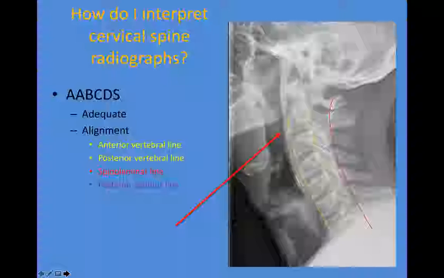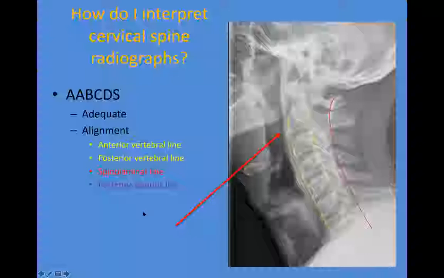So these yellow lines here are the anterior and posterior vertebral lines. And what they're looking at is the anterior and posterior vertebral bodies, joining the cortices along them. And you want them to be smooth and slightly lordotic with no step-offs. The turquoise line up at the top is showing you the front of foramen magnum, which is supposed to line up with the dens.